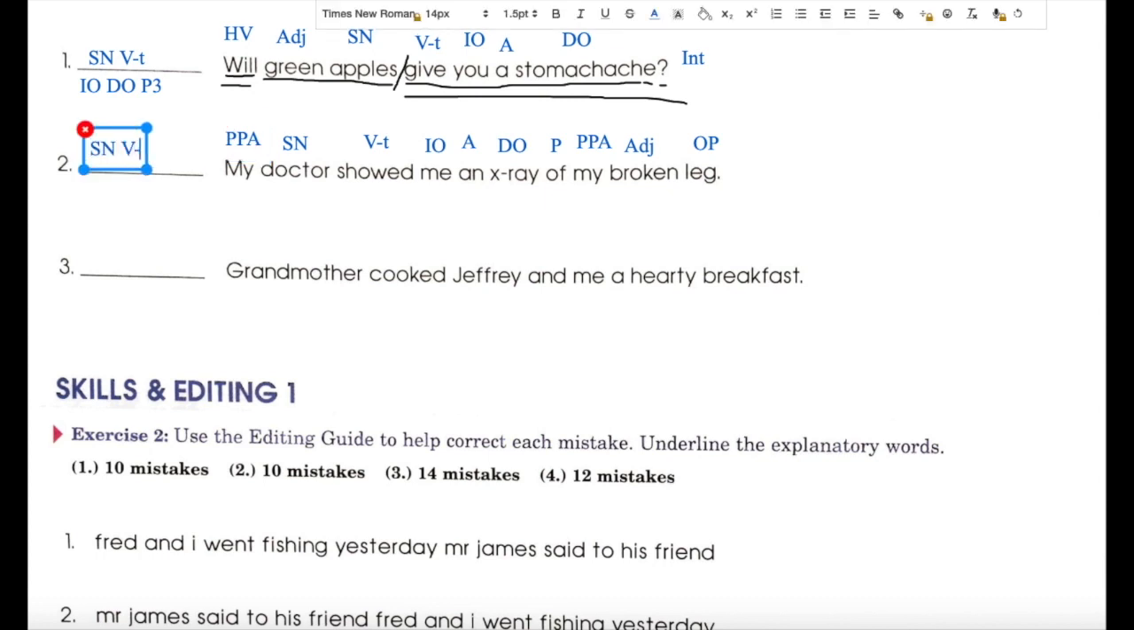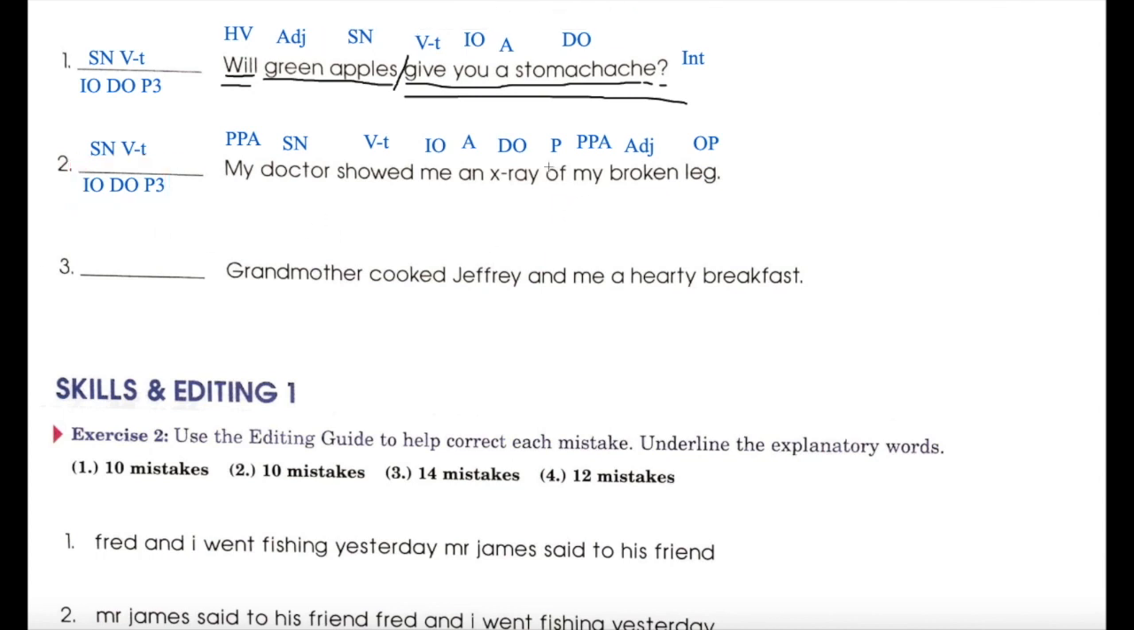Subject noun, verb transitive, indirect object, direct object, pattern 3. Of my broken leg is a prepositional phrase. Period, statement, declarative sentence. Let's go back to the verb and divide our sentence. The verb is showed. The complete subject is my doctor. The complete predicate is showed me an x-ray of my broken leg.